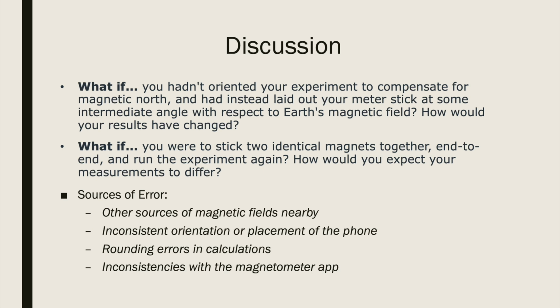On the other hand, if we were able to stick two identical magnets together end to end, effectively doubling the dipole moment, the measured magnetic field would be stronger, especially close to the magnets. The field would still decrease with distance, but at any given point along the axis, the strength would be greater than that of a single magnet.